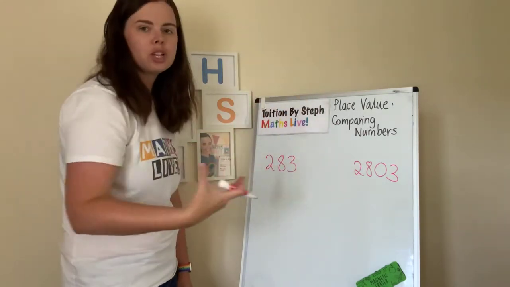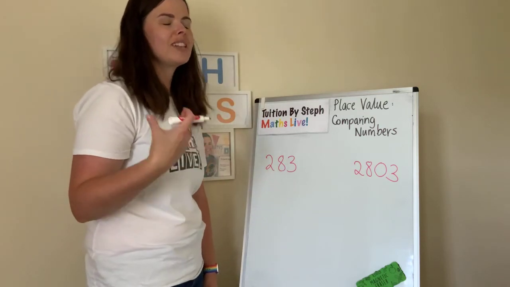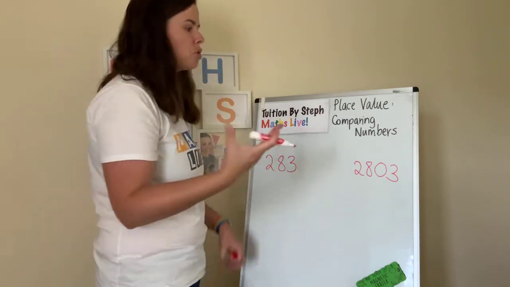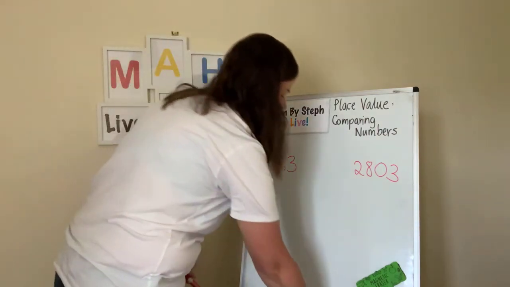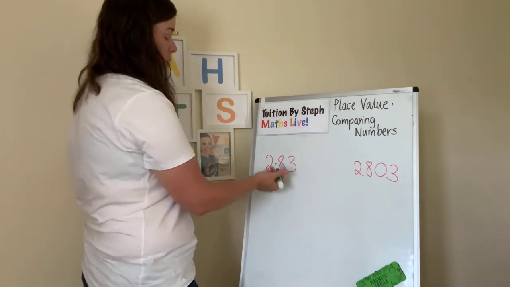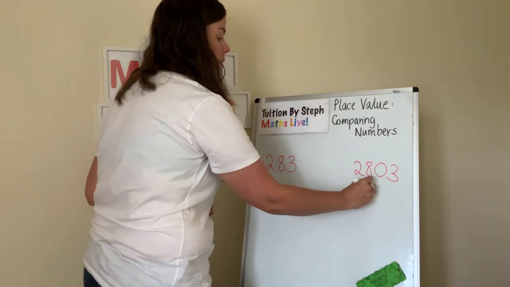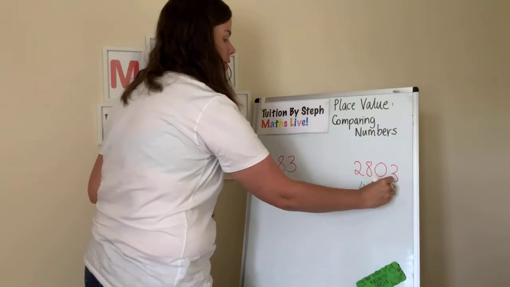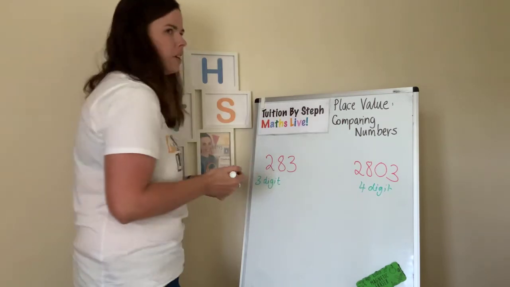There are different ways you can approach it. You've not necessarily been asked to give an answer, but you can discuss how the numbers are similar and how they are different. There are lots of ways you can do it. For example, the most obvious thing that I can see is this is a 4-digit number and this is a 3-digit number.